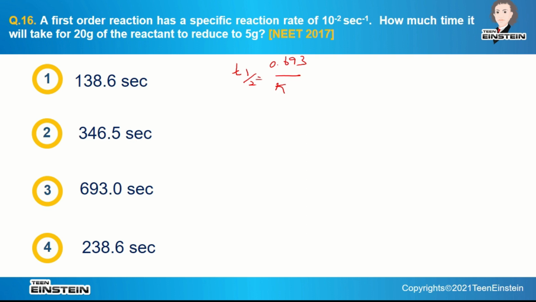So here we know the specific reaction rate, 0.693 divided by, here the specific reaction rate is 10^-2. So the half-life period should be 69.3 seconds. So here we can calculate the time that it will take for 20 gram of the reactant to reduce to 5 gram.